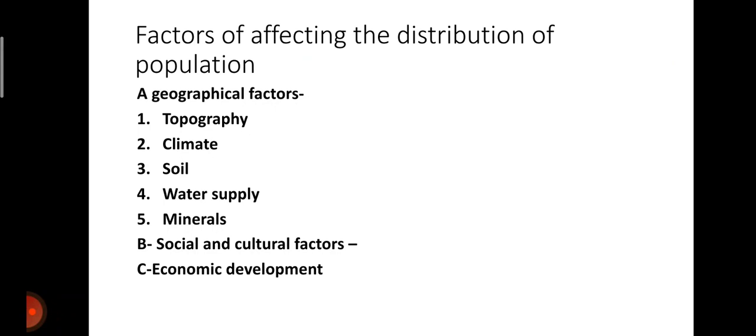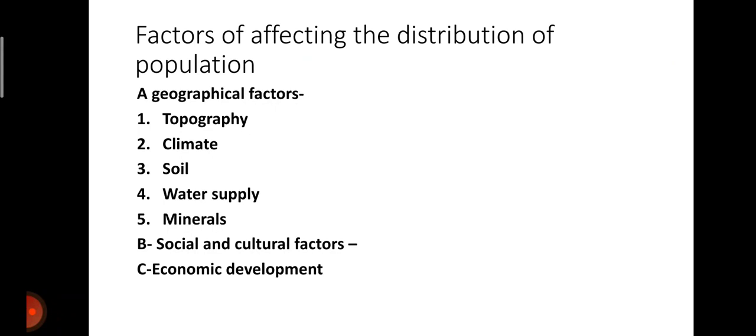Soil: fertile soil is a cause of growing crops or food crops. So where fertile soil is found, a high density of population is found. The river valleys, the plain areas or the flatland areas are such types of areas.